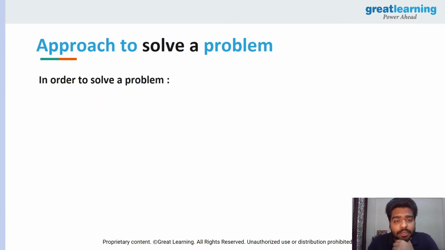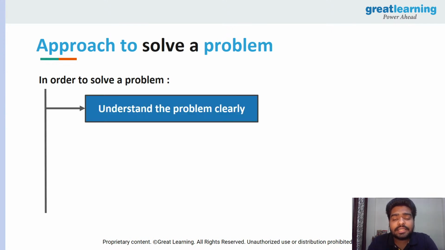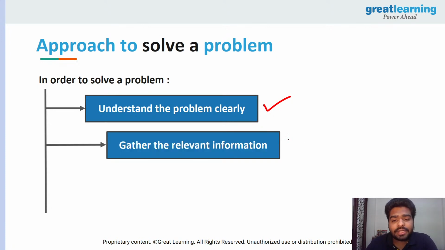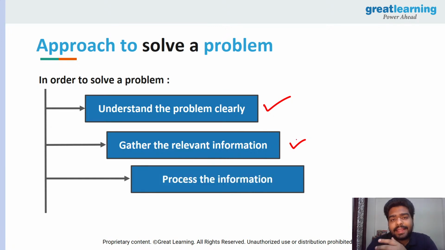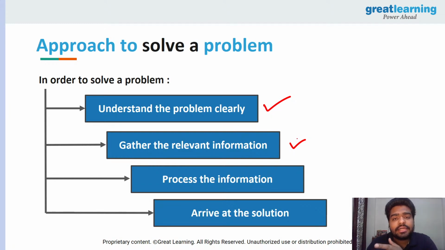In order to solve a problem, the first thing you have to do is understand the problem clearly. That means you need to know what the problem is, what you need to do there. In my example, my problem was that I'm hungry and I have to go somewhere. Gather the relevant information. That means how we can reach the cafeteria. Maybe I have to take the staircase, maybe I have to go to the basement. We have to gather all the relevant information. Then process the information. That means now we have to start executing it, start doing it. When you do that, you arrive at the solution.